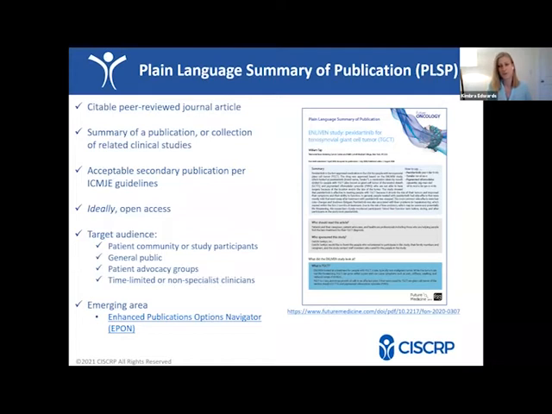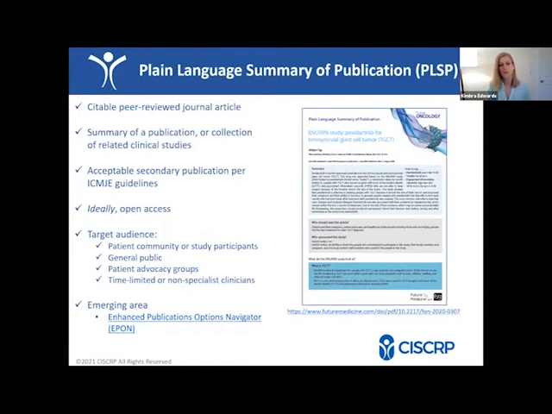You have to remember that the target audience likely is not going to have an institution provided subscription to a journal. So we really want to make sure that we're making it as easy as possible for folks to access. So speaking of target audience, our target audience for PLSPs is the patient community or study participants, the general public, patient advocacy groups, and also time-limited or non-specialist clinicians. And this can actually be a really valuable resource, I think, for facilitating conversation between clinicians and patients as well.